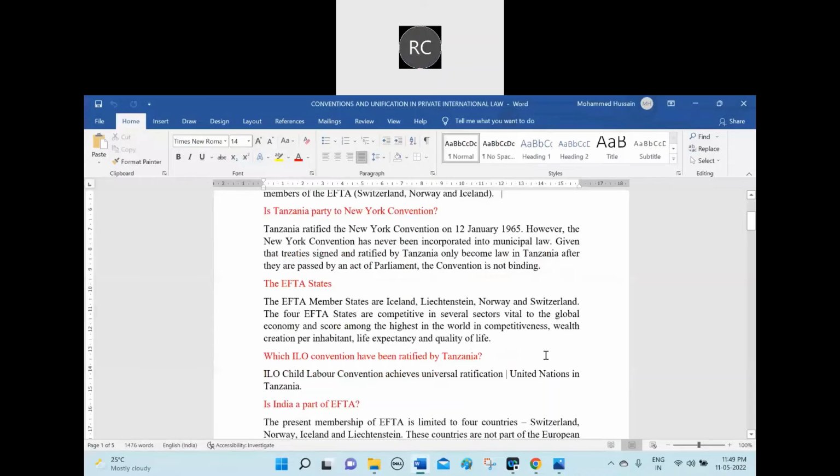Yes, sir. Okay, now let us see: is Tanzania a party to the New York Convention? Tanzania ratified the New York Convention on the 12th January 1965. However, the New York Convention has never been incorporated into the municipal law. Did you know? They ratified it, but they did not make it part of the municipal law. Treaties ratified by Tanzania only become law in Tanzania after they are passed by the parliament, and the convention is not binding.